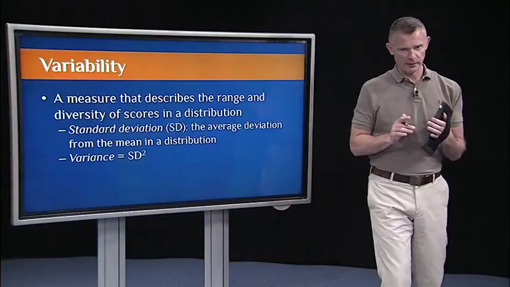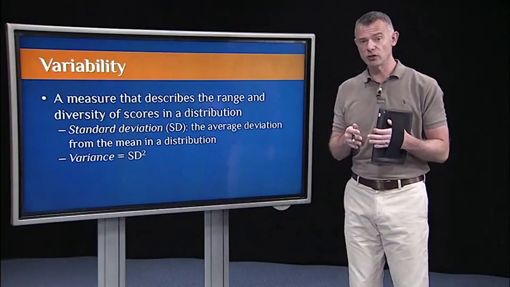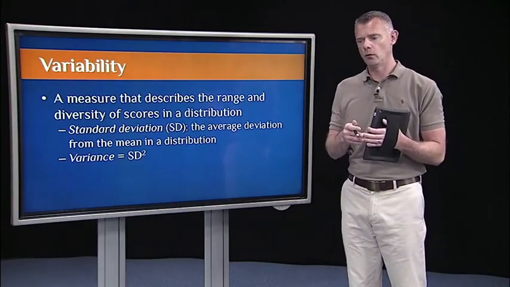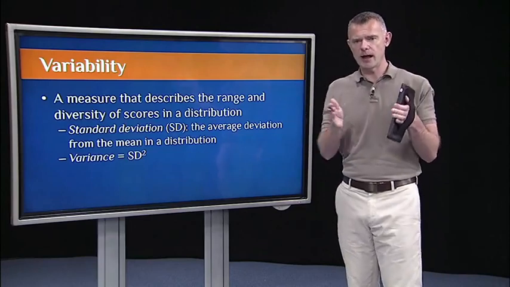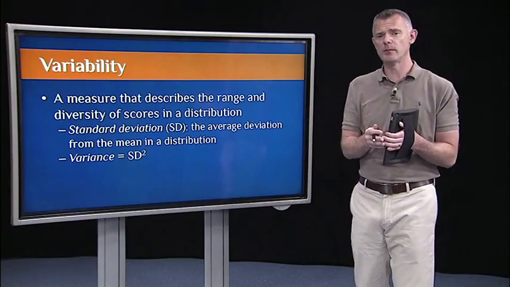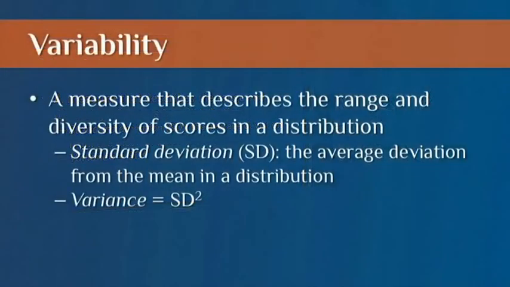So what do I mean by variability and measures of variability? Well, in the last segment, we talked about measures of central tendency, like the mean, the median, or the mode. What those measures do is they try to capture the center point of a distribution. What measures of variability do is they try to capture how much spread, how wide is the distribution. So the two main measures that we'll look at are standard deviation and variance.